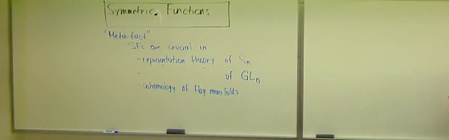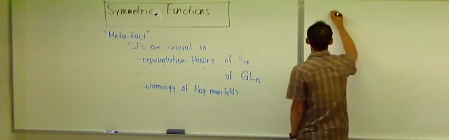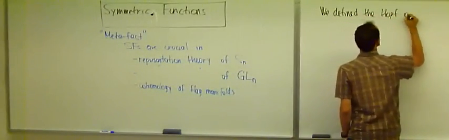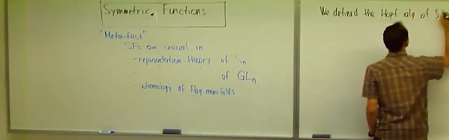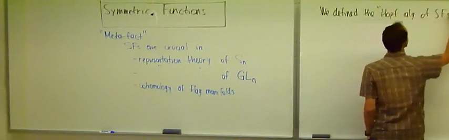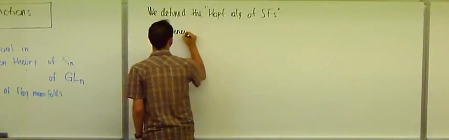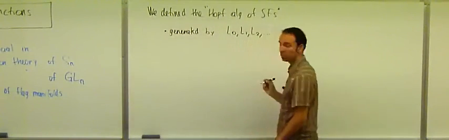So let's talk about the Hopf algebra of symmetric functions, because we already defined it, actually. So we defined the Hopf algebra of symmetric functions as follows. So we said that it had generators indexed by the natural numbers. So we call the generators L0, L1, L2, etc.